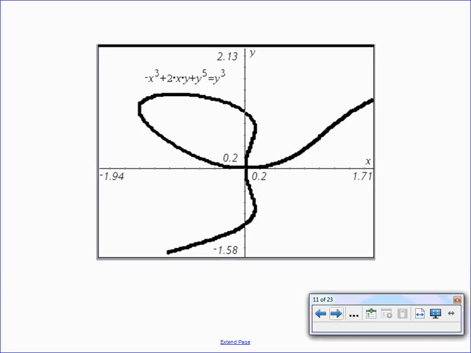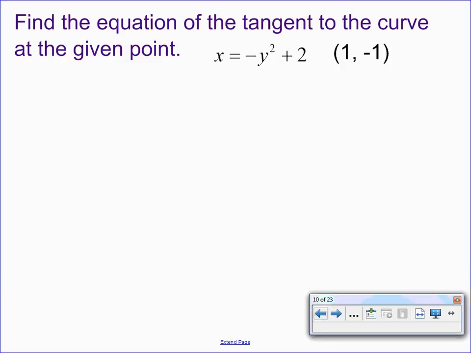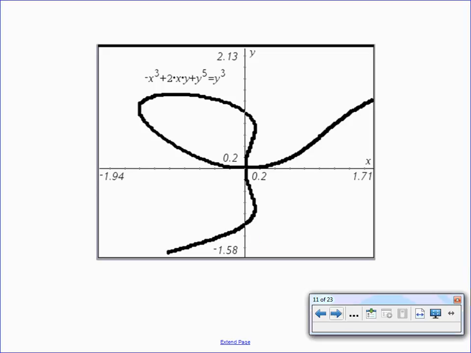Imagine if we were dealing with a relation like negative x cubed plus 2xy plus y to the 5th equals y cubed. In fact, it's impossible to solve this for y as a function of x. And so that's where the power of implicit differentiation lies, being able to still find the slope of the curve anywhere along it, even when we're unable to solve for y. In the previous problem, we could have solved for y and just done a derivative with the square root. This one we can't, and so that's where we're going to focus our attention.